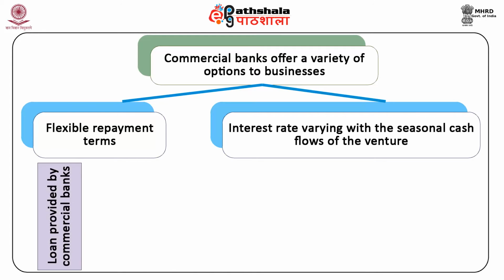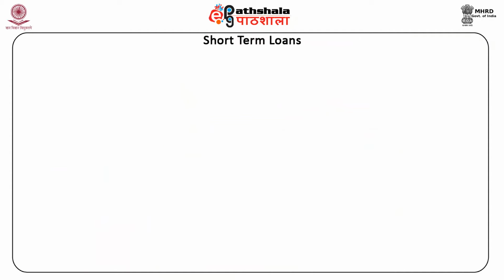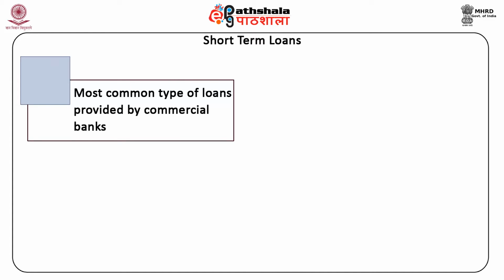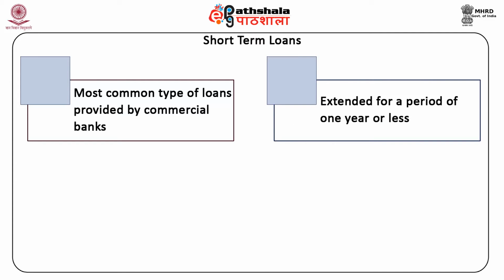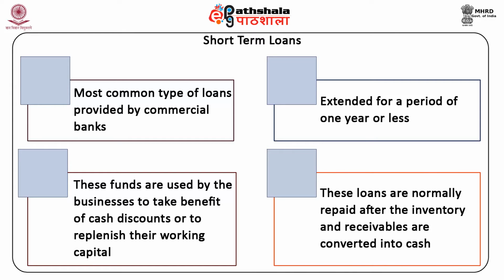The loans provided by commercial banks can be short-term and long-term. Short-term loans are the most common type of loans provided by commercial banks and are extended for a period of 1 year or less. These funds are used by the businesses to take benefit of cash discounts or to replenish their working capital. These loans are normally repaid after the inventory and receivables are converted into cash.